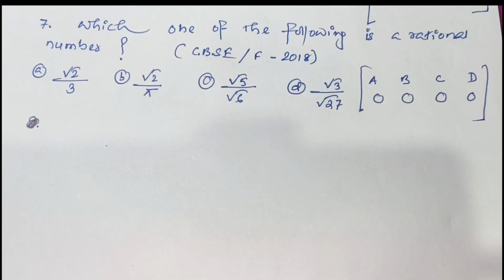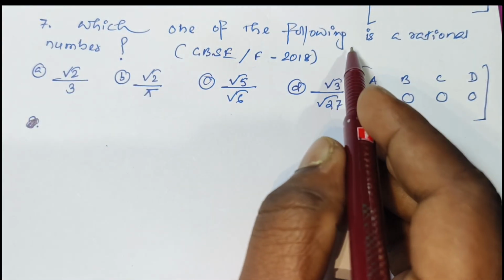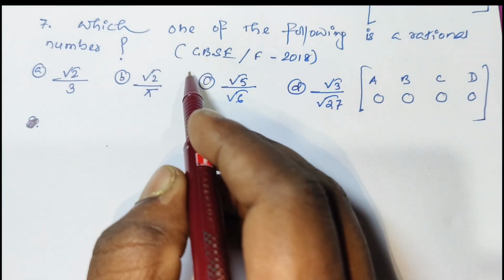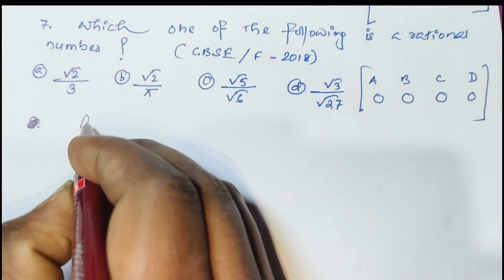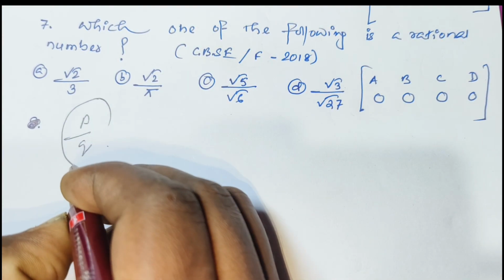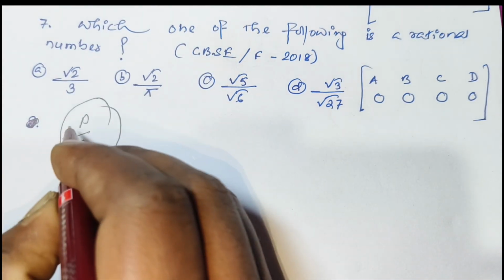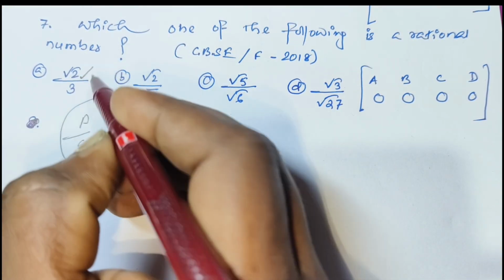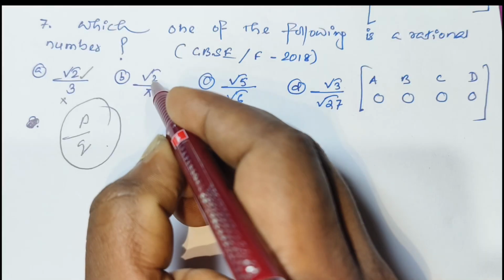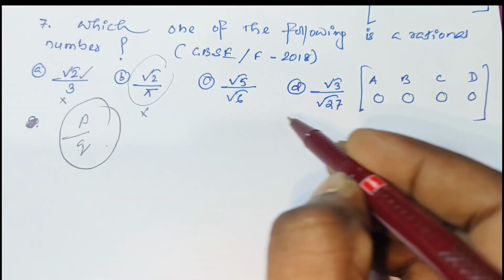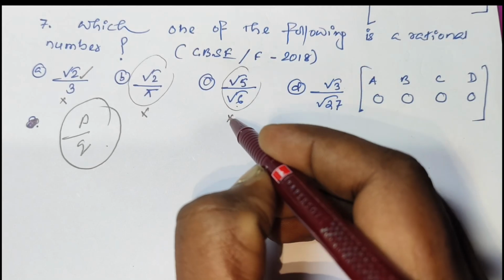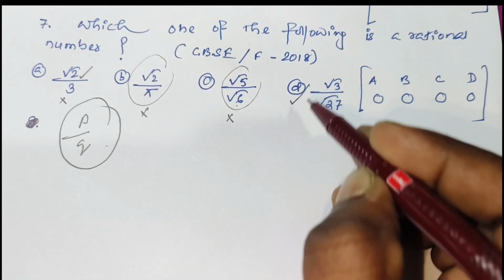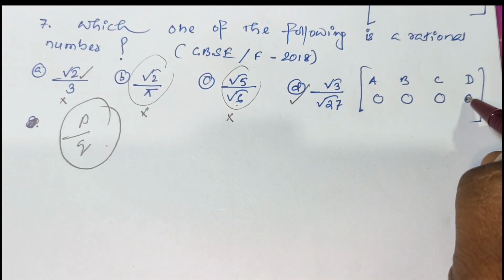Now question number 7 is, which one of the following is a rational number? A rational number is the number which we can express in the form of p by q. This is the rational number, right? And this is irrational, root 2. This option is not correct. This is also an irrational number, right? And under root 5, this is also an irrational number. And the correct option would be D. The option D would be the correct option.